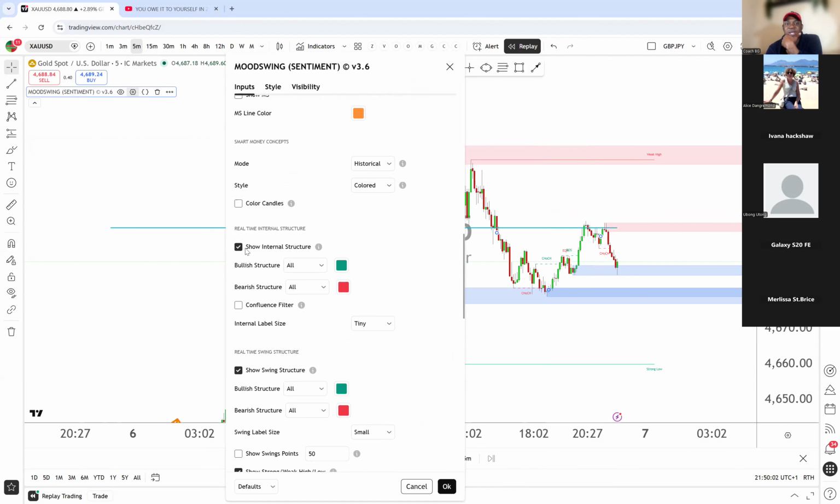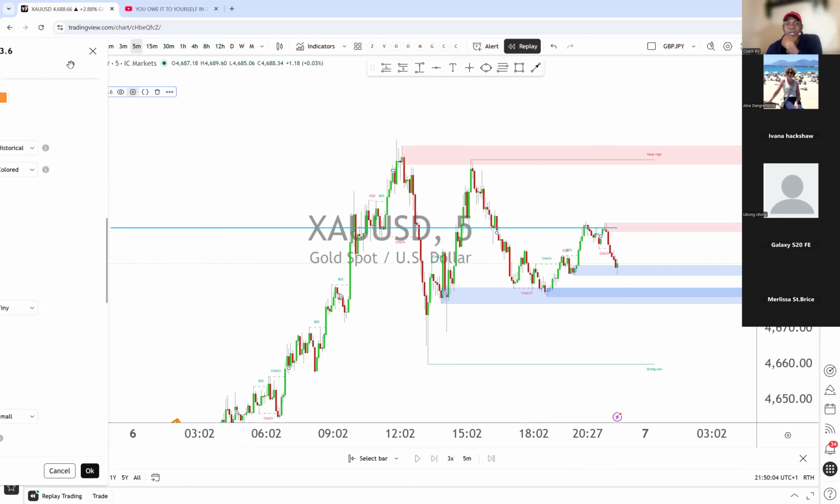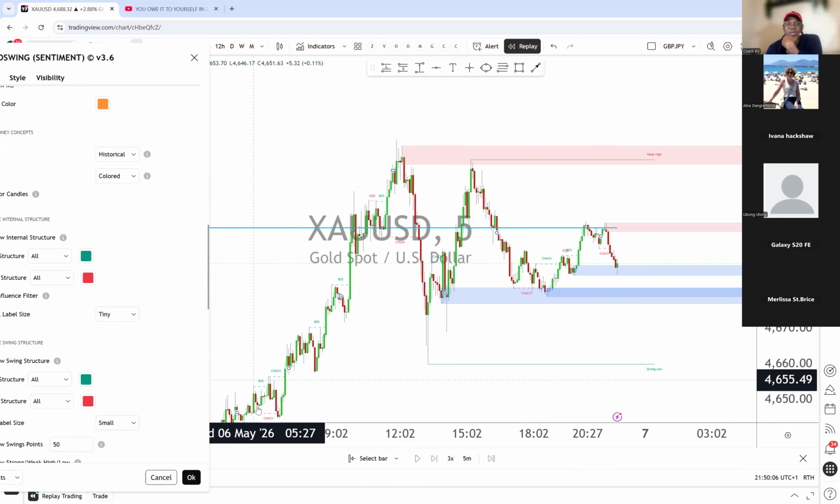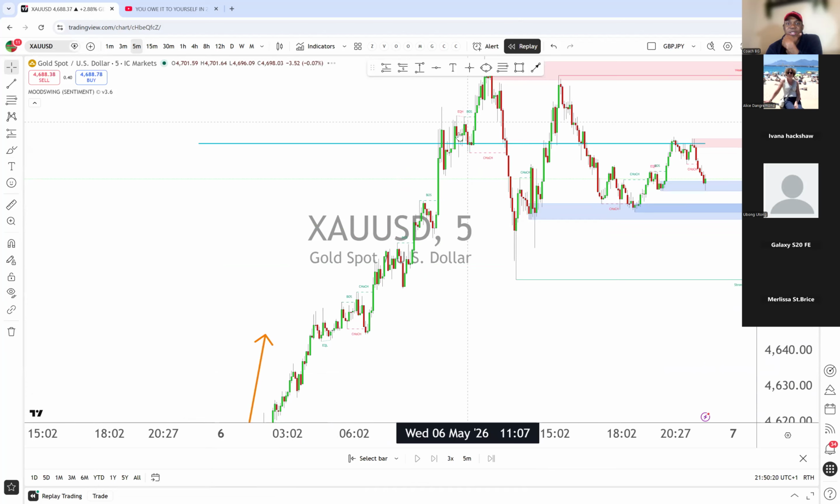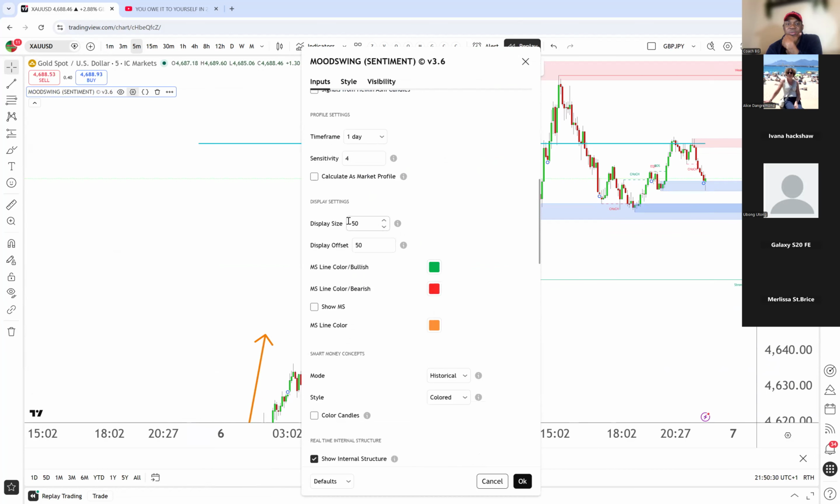There's some other things in here like the show internal structure, where you see BOS, which is break of structure, or CHOCH, that's change of character, right? And EQH, which is equal highs, or EQL, which is equal lows. That is what the show internal structure means.